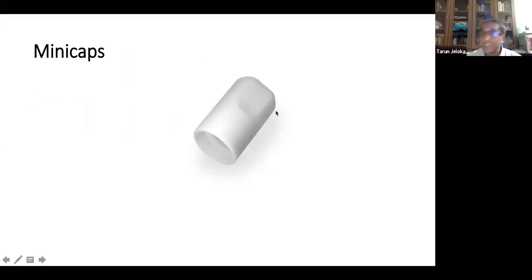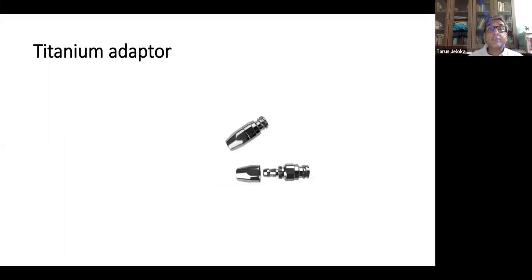Some of you may have never seen Minicaps. Minicaps are caps which are used to cap the PD catheter. Okay, so these are Minicaps. Titanium adapters. These are adapters which are put into the PD catheters, Tenckhoff catheters, to which the transfer set and the connection of the PD is made. This is made up of titanium.